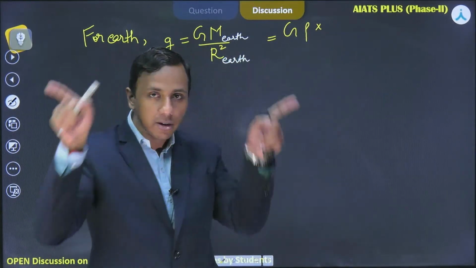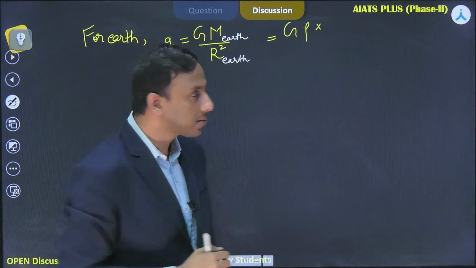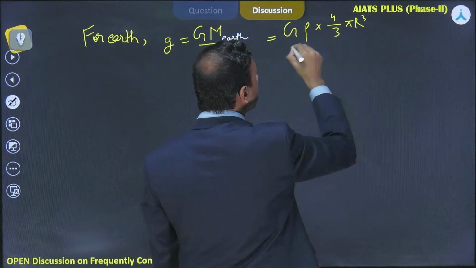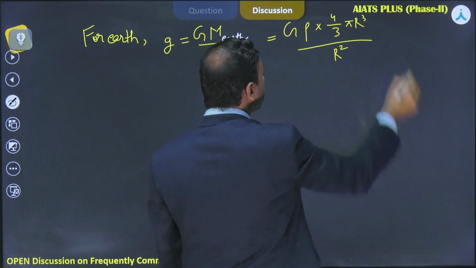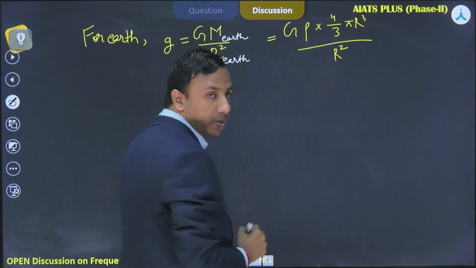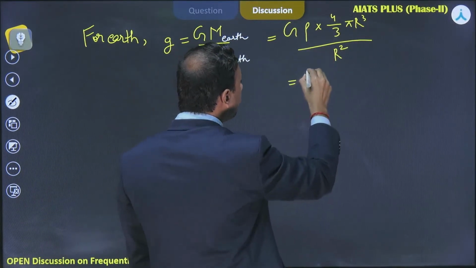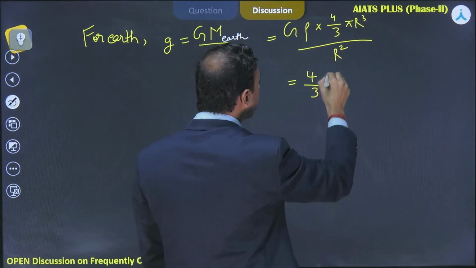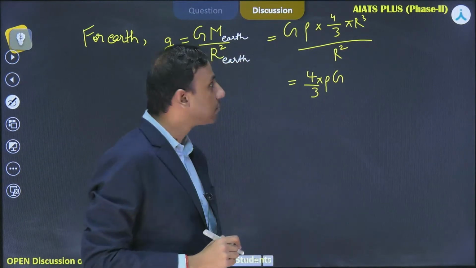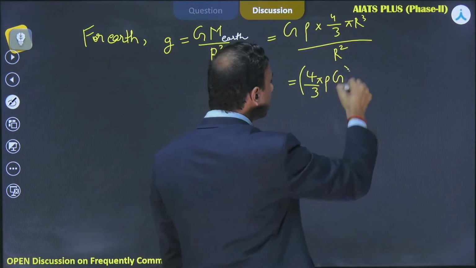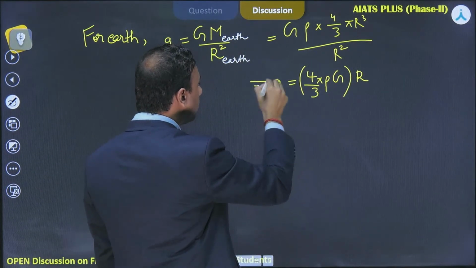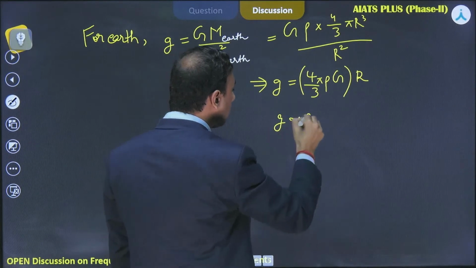What is the volume of Earth? It is a perfect sphere, we assume it as. So it becomes 4 by 3 pi R cube upon R square. Okay, and you just cancel the terms. R square and R cube will get cancelled. So what remains? 4 by 3 rho G pi with R, which is why I had written over there g is proportional to rho into R.